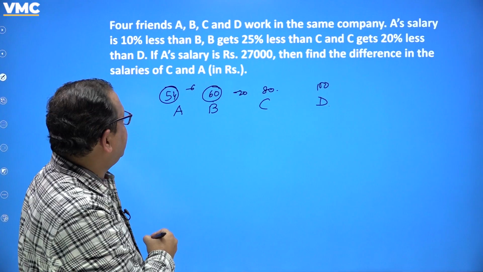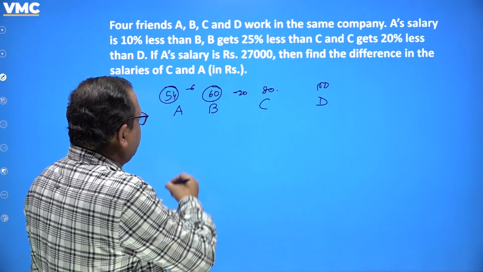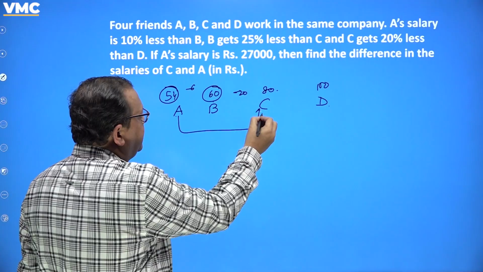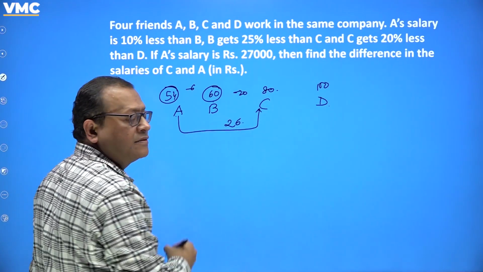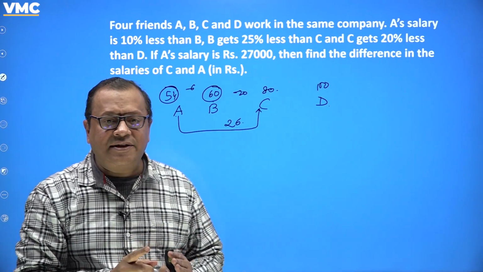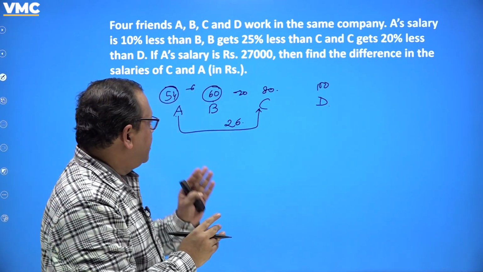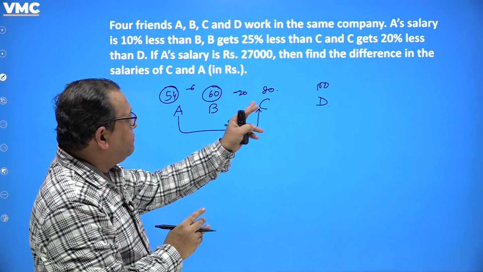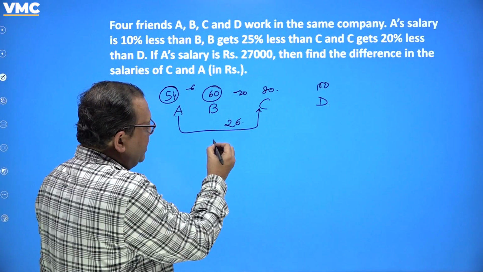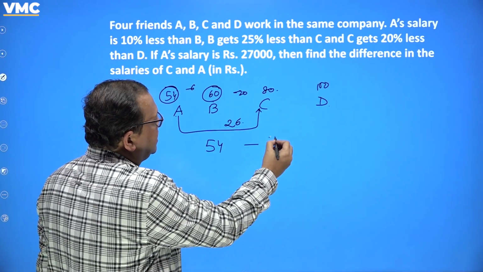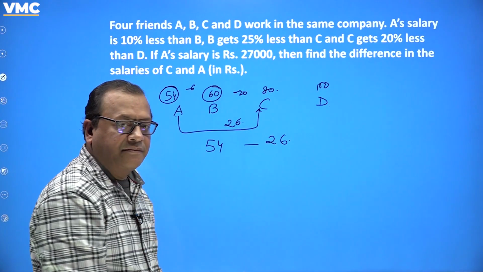Okay, so A is 54. If A is 54 and C is 80, what is the difference between A and C? It is 26. The difference between A's and C's salary is 26 rupees. So when A's salary is 54, the difference between A's salary and C's salary is 26.